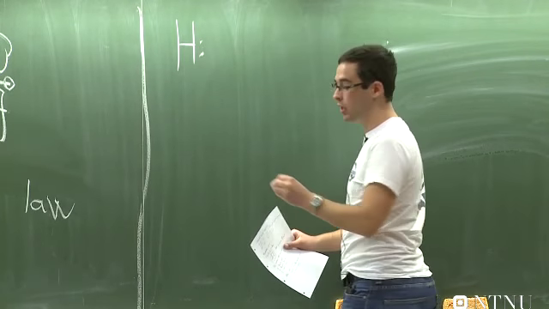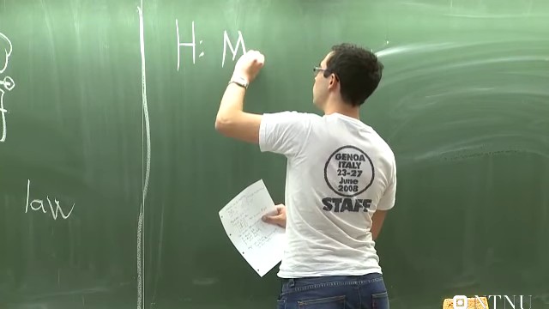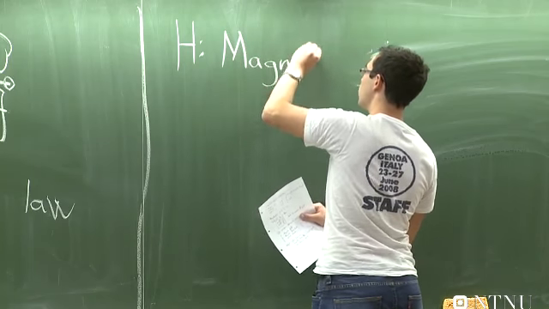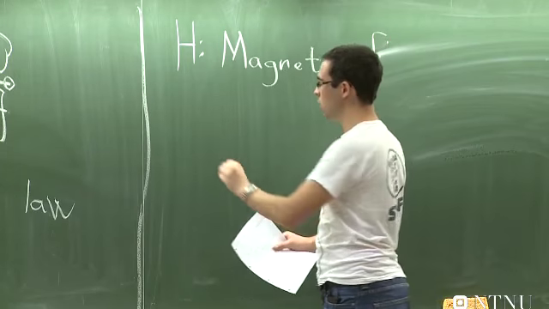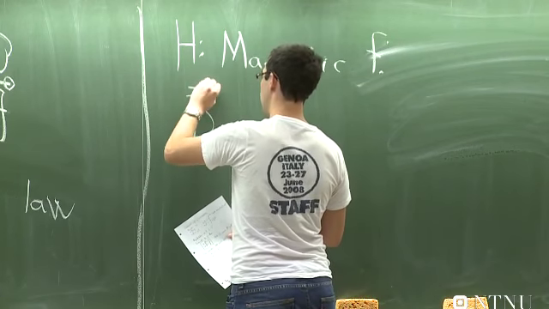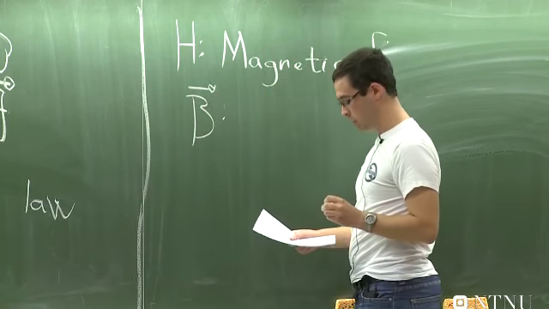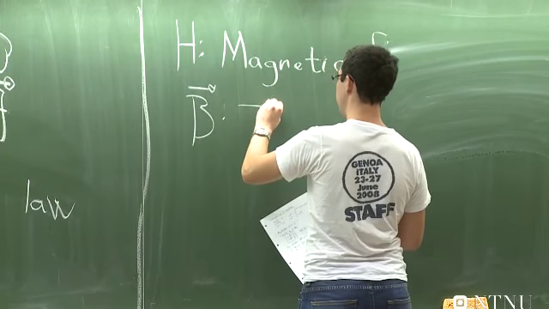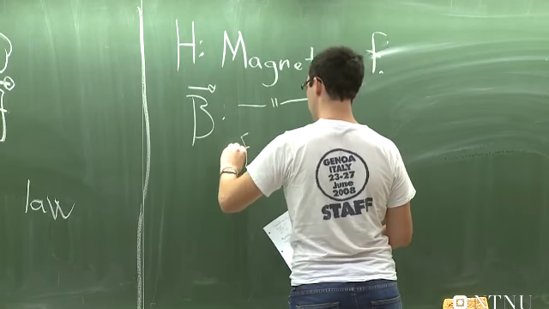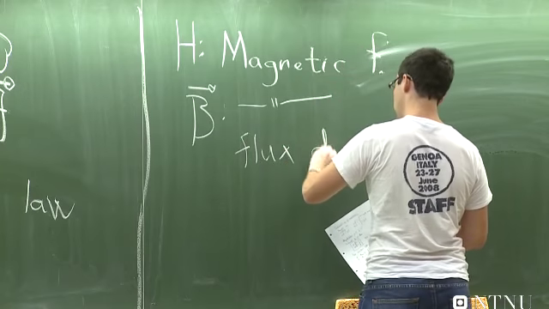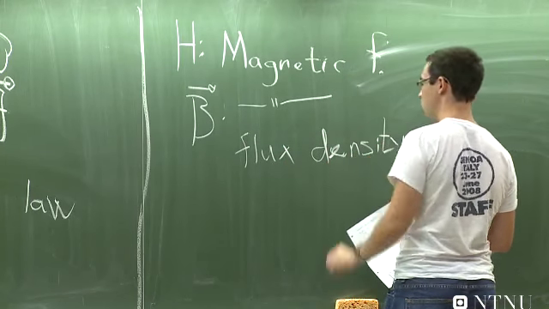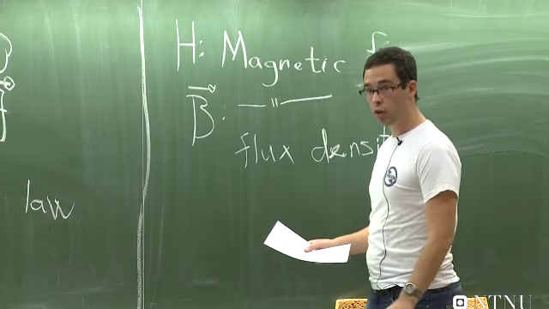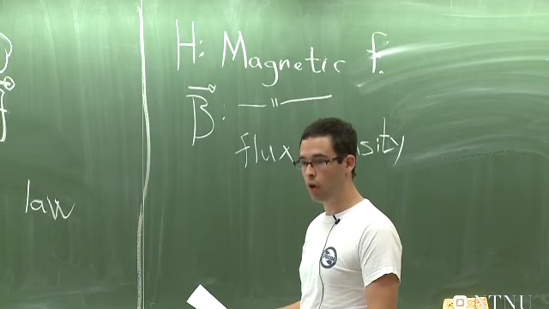We're going to call H the magnetic field. And we're going to call B the magnetic flux density. And J is the current density. It's the amount of current you have in a given volume.